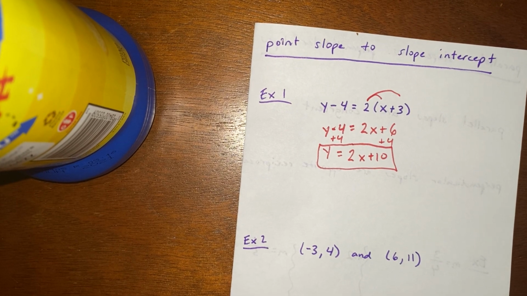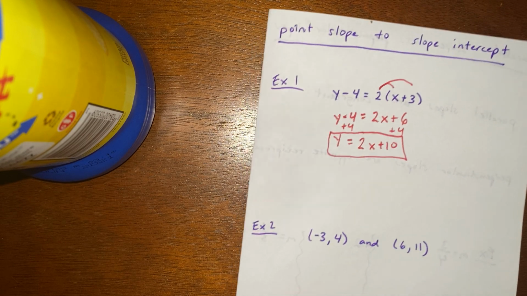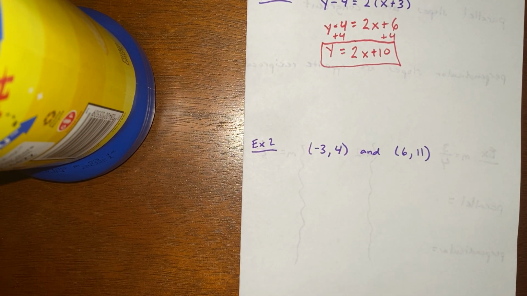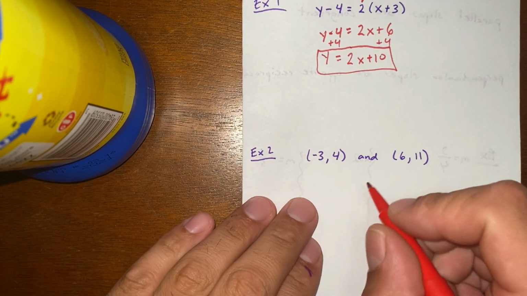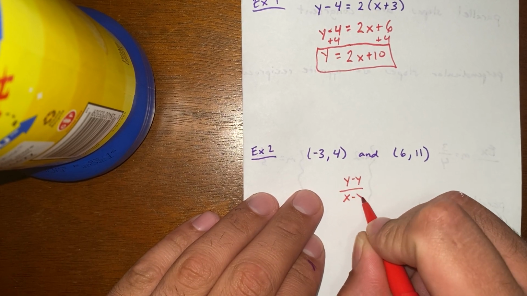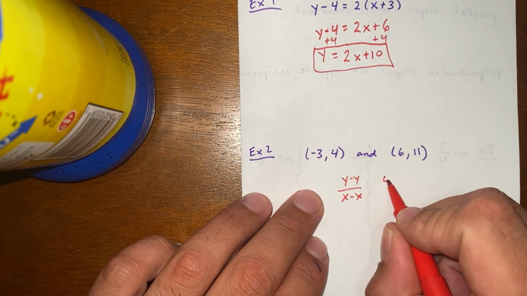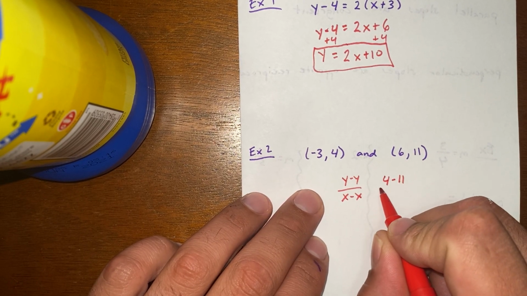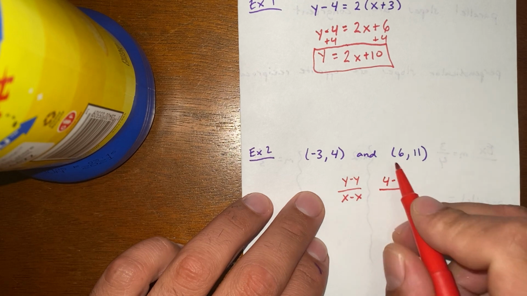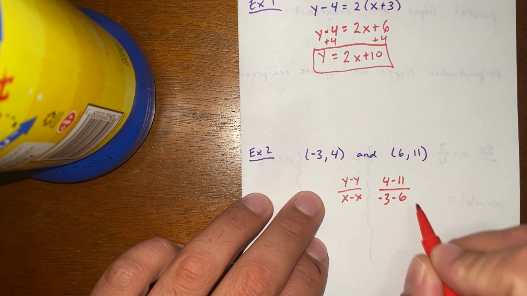So there you go, that is point-slope to slope-intercept. The next one, I have 2 points, and I've got to put it into slope-intercept form. So I've got to do (y - y) over (x - x), same thing we did yesterday. My y is 4 minus 11, over my x, which is -3 minus 6.